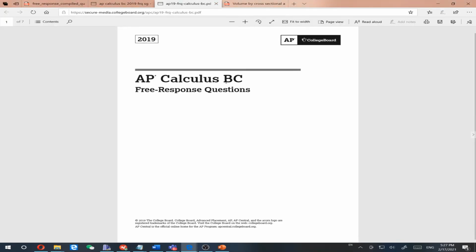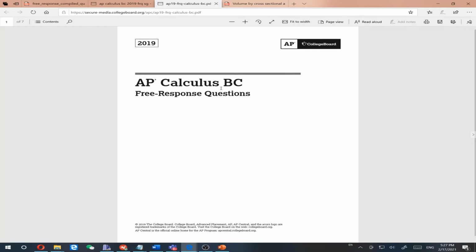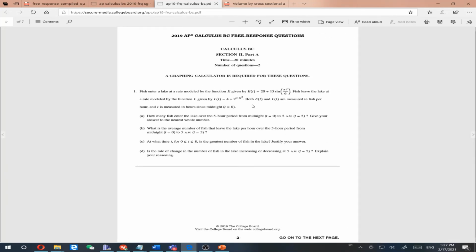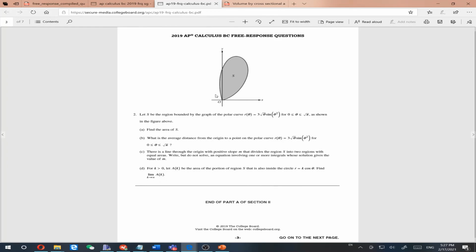There we go. Okay, can you guys still see? Yes. Cool. Hopefully, oh, there we go. Okay, so here's a polar.